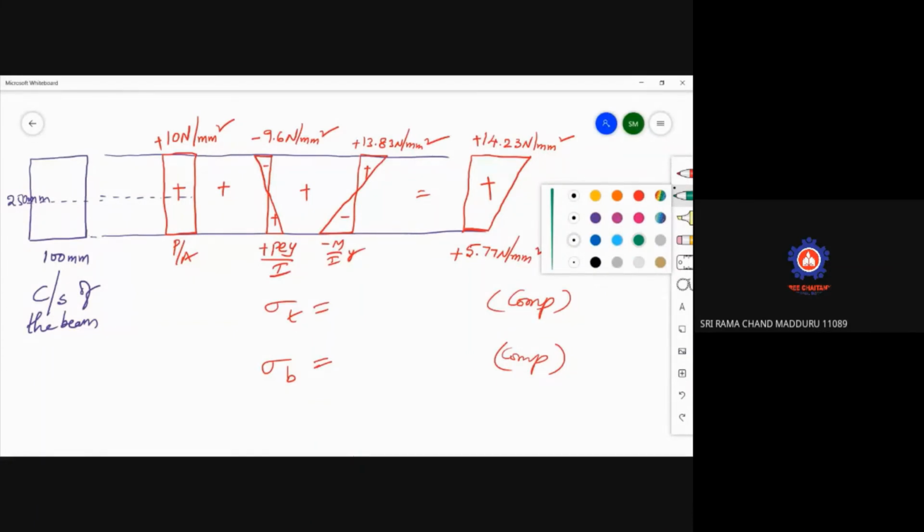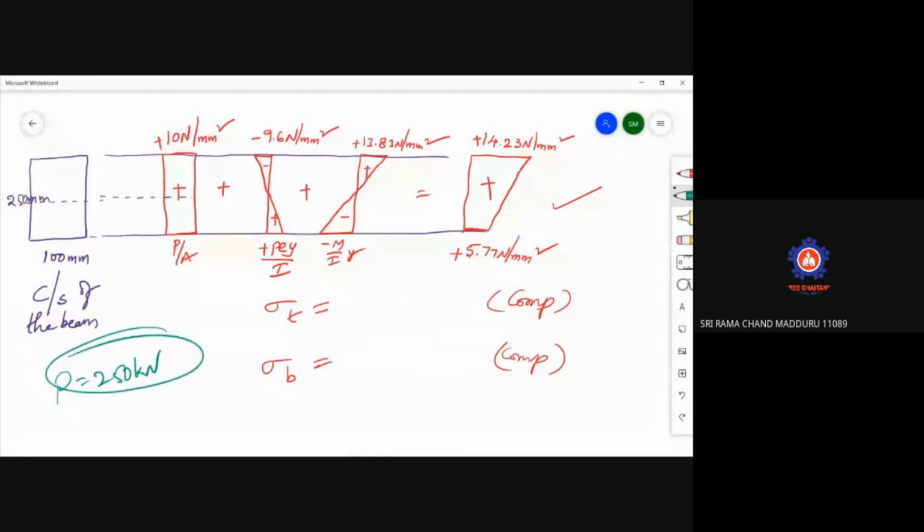Now P is not equal to 250 kilonewtons. That corresponds to the stresses in the first bit. Now what they are asking is: find the magnitude of the pre-stressing force with an eccentricity of 40 mm, which can balance the stresses due to dead and live loads at the bottom fiber of the central section of the beam. What does it mean? It means that here you got a compressive stress of plus 5.77 Newton per mm square.